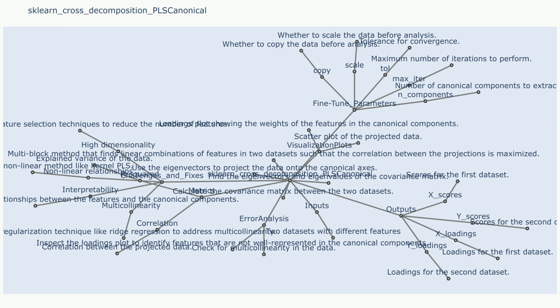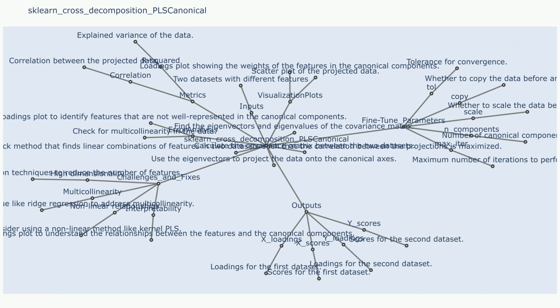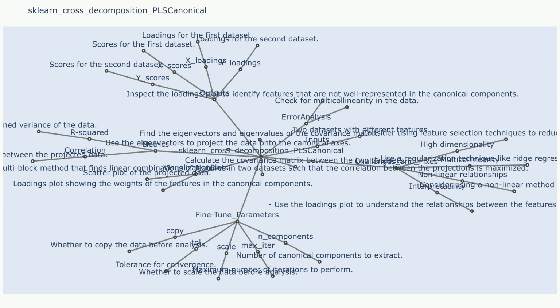Challenge 2: The data may be nonlinear, which can lead to poor performance. Sample use case that resulted in challenge 2: a dataset with a nonlinear relationship between two sets of variables. Fixes to challenge 2: Use a nonlinear method, such as kernel canonical correlation analysis. Apply a nonlinear transformation to the data before performing the analysis.